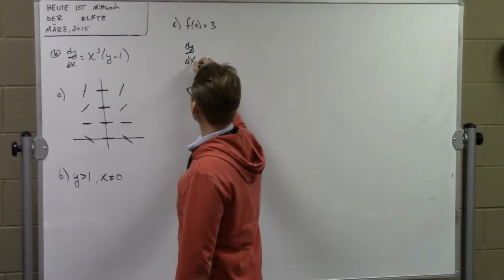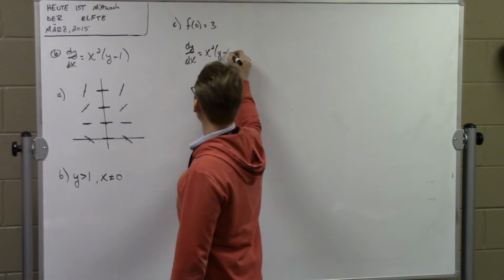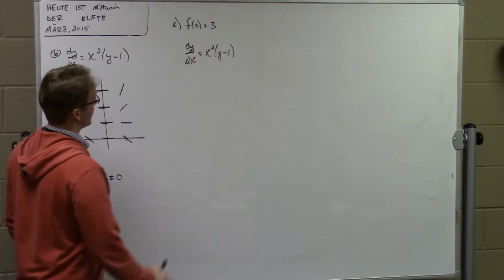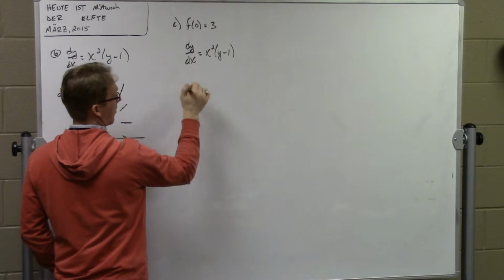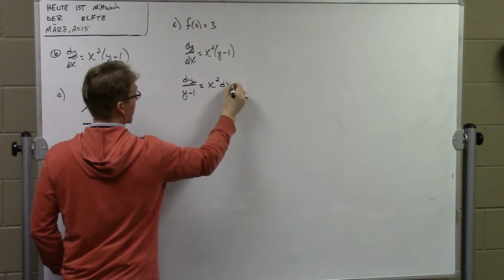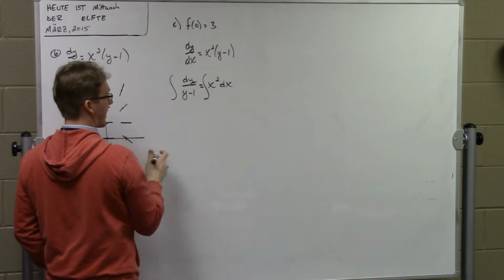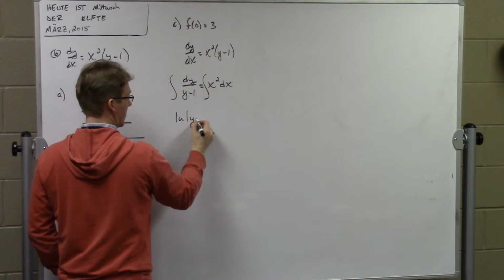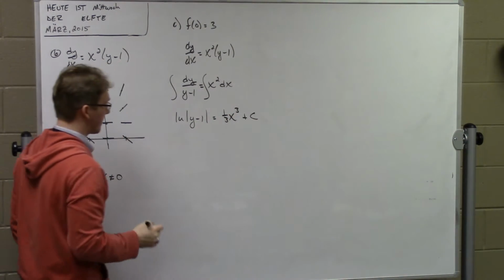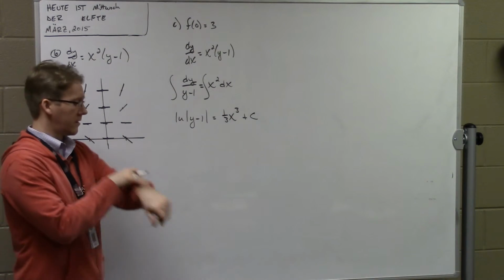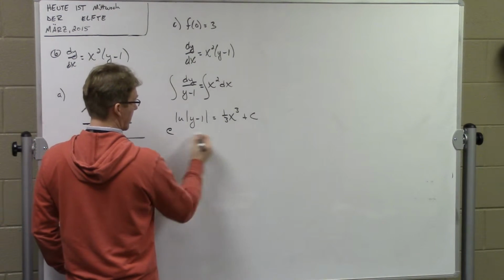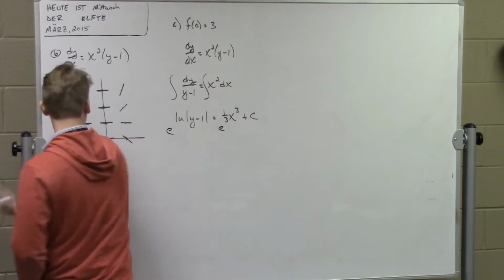dy/dx is equal to x squared times (y minus 1). Separate the variables. I'll leave the x squared alone and bring the y minus 1 over here, and that's gonna be x squared dx. Antiderivative: if you don't recognize that as a natural log by now, you're brain dead. 1/3 x cubed plus c. 4 points in under 10 seconds.